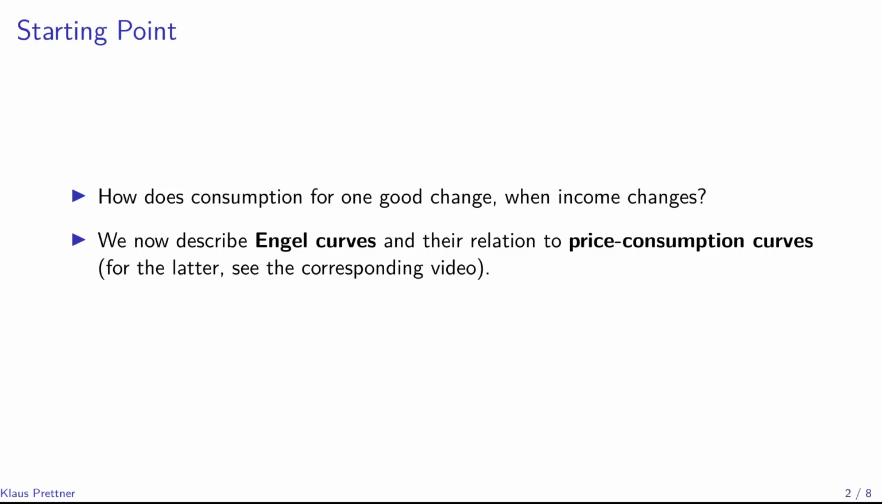And now we shift the focus to just one single good and ask how the quantity demanded of this specific good responds to changes in income when prices are held constant. To answer this question systematically, we will make use of the concept of Engel curves, and we will explain how they are derived from income consumption curves.